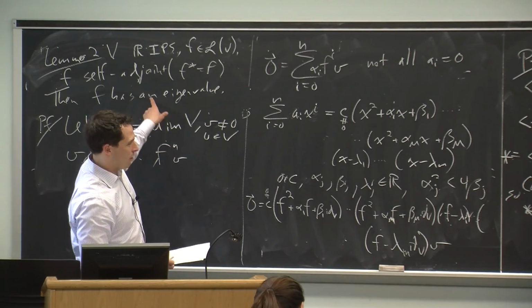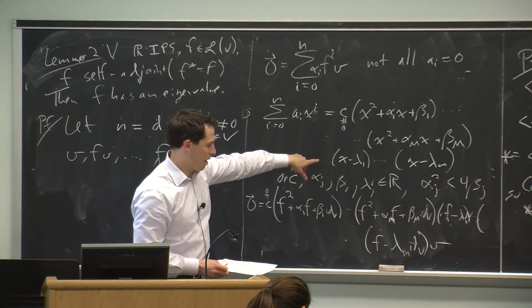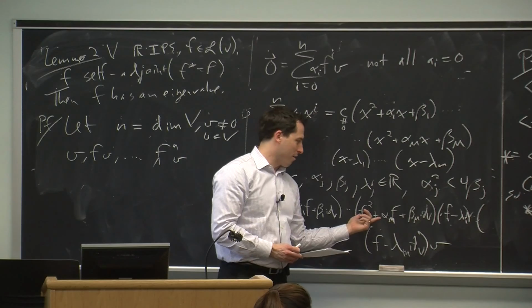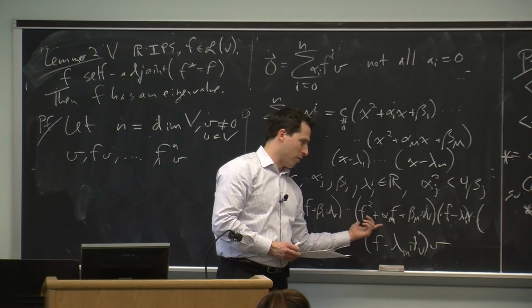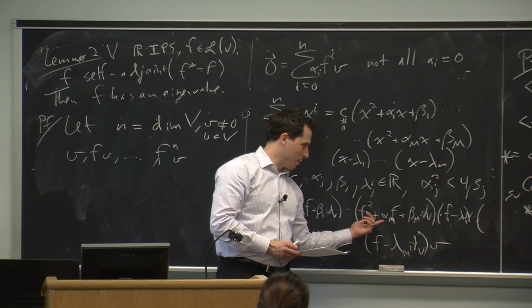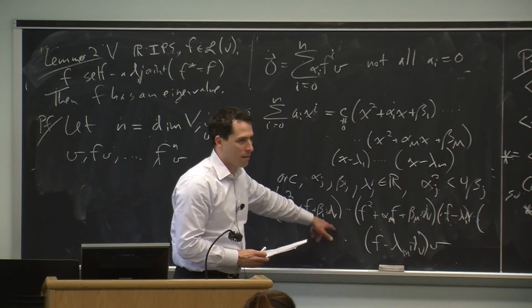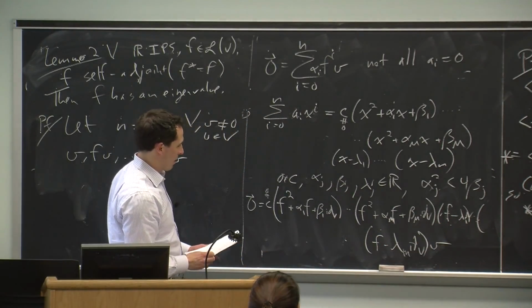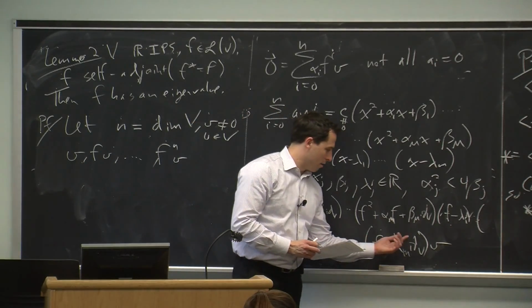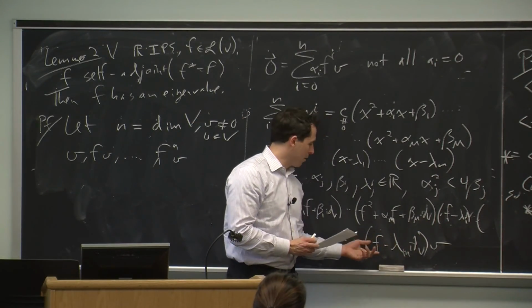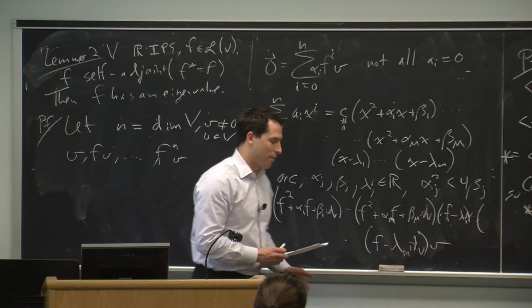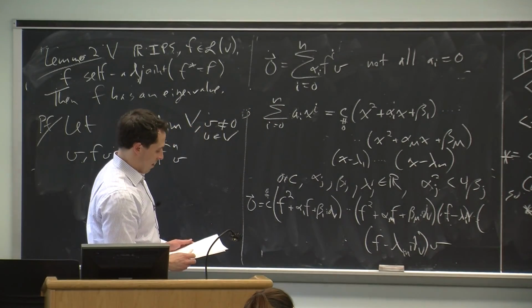We started with a self-adjoint operator. So by the previous lemma, all of the quadratic factors are invertible. So none of them have a null space which is non-zero. So it must be that one of the linear factors has a null space, and therefore that it has an eigenvalue corresponding to whatever the non-zero vector is that one of these linear factors just kills.